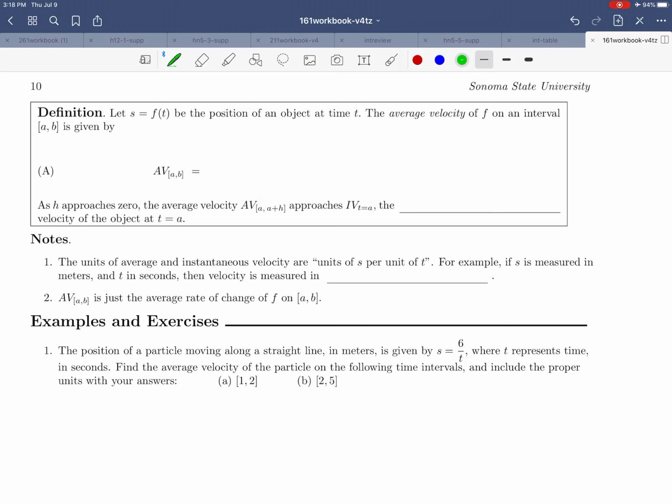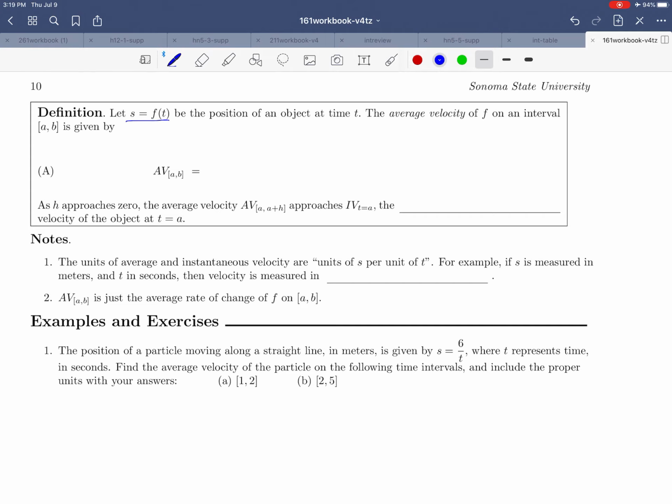Let's summarize what we've learned about average and instantaneous velocities. If we have the position given as a function s equals f of t, so that's the position of an object at time t, then we can compute the average velocity of f on the interval from a to b with the following formula.